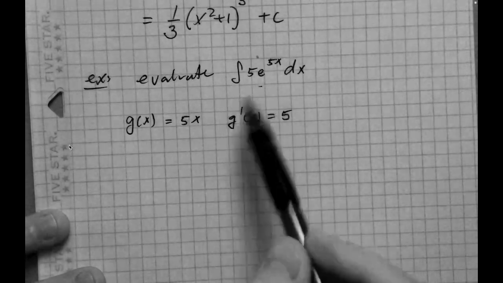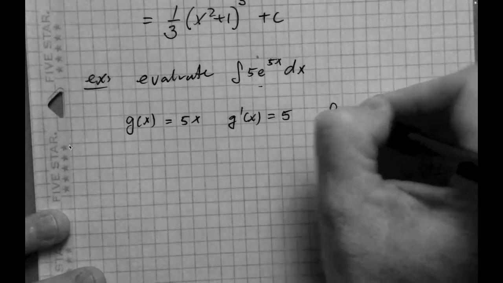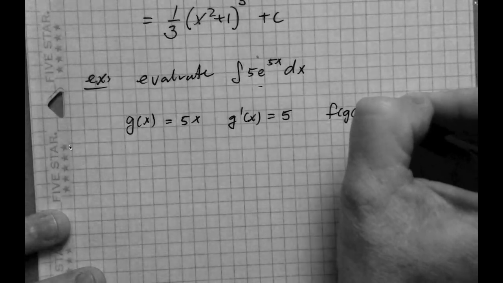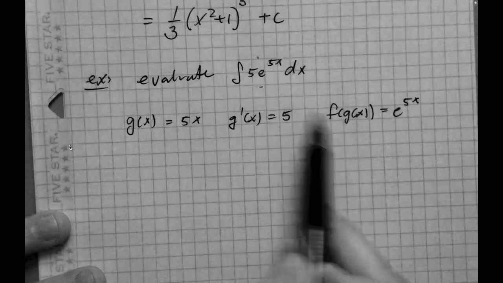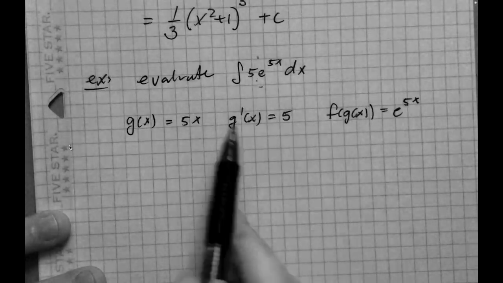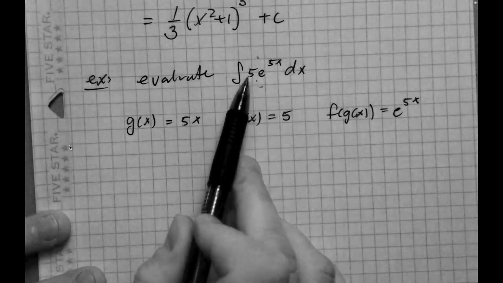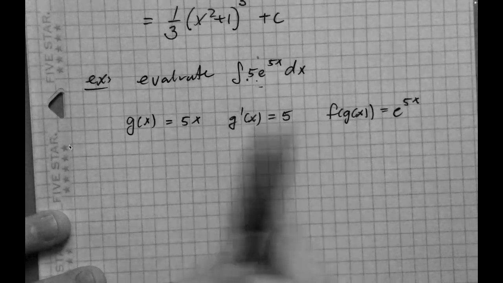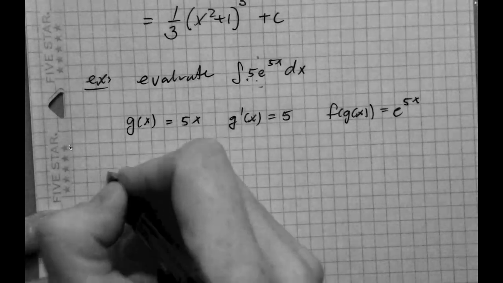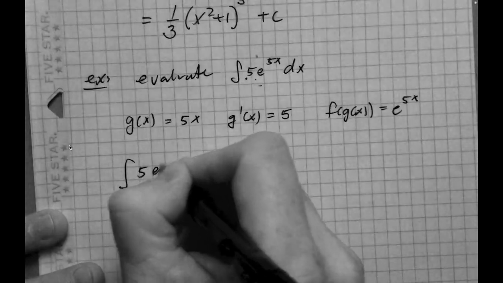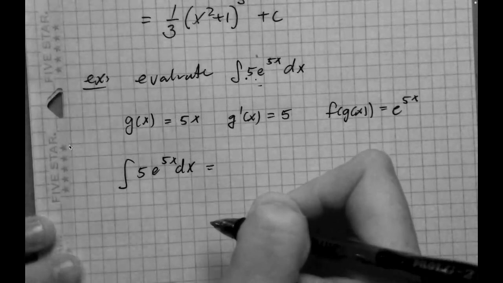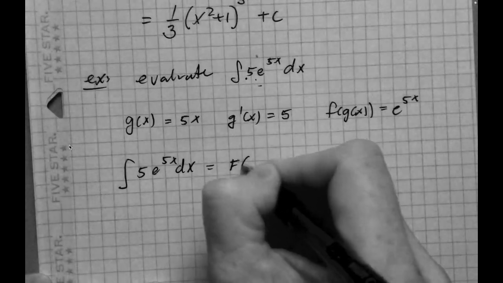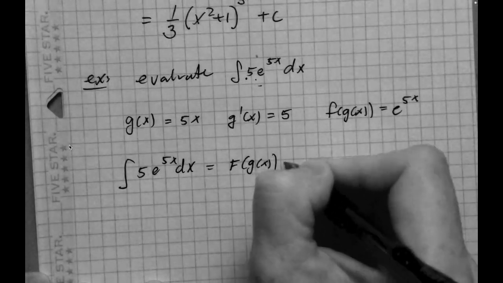So the f of g of x, well, I guess I should put that in there too. The f of g of x is e to the 5x, right? So we have that, e to the 5x, and we've got the g prime of x out front, actually the 5. So this fits the pattern perfectly. So the integral of 5 e to the 5x dx should be equal to f of g of x plus c.